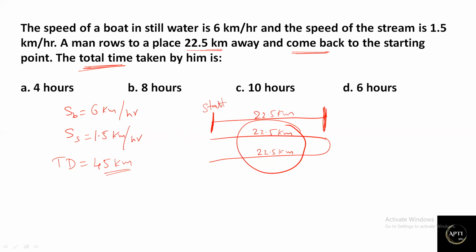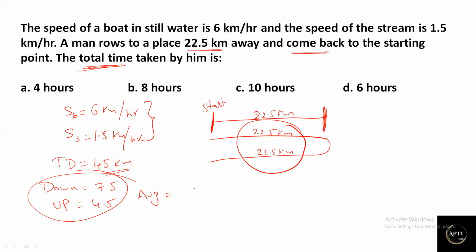Correct. Now it is very simple. You just need to calculate downstream. What is downstream? Speed of boat plus speed of stream. What is 6 plus 1.5? 7.5. What is upstream? 6 minus 1.5, which equals 4.5. You know upstream and you know downstream, so can't you calculate the average speed?